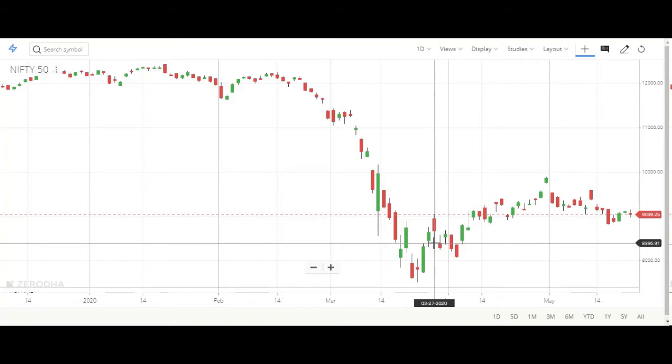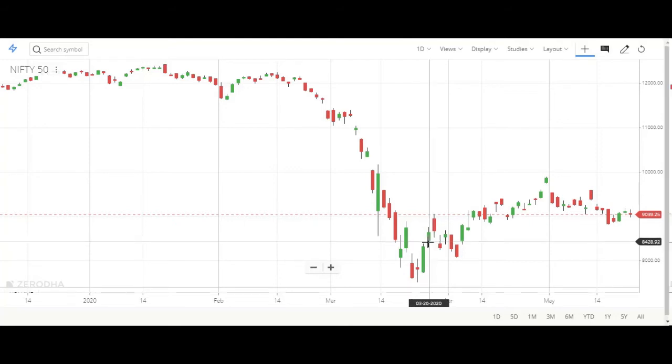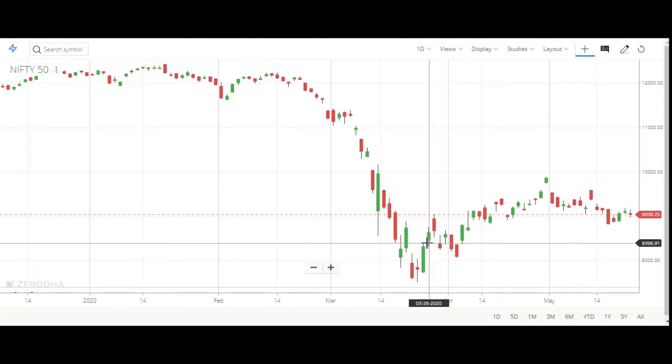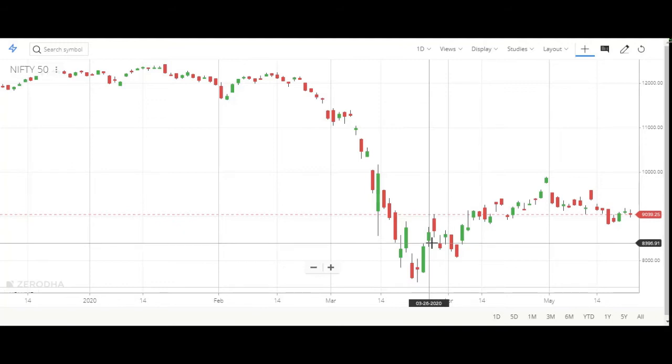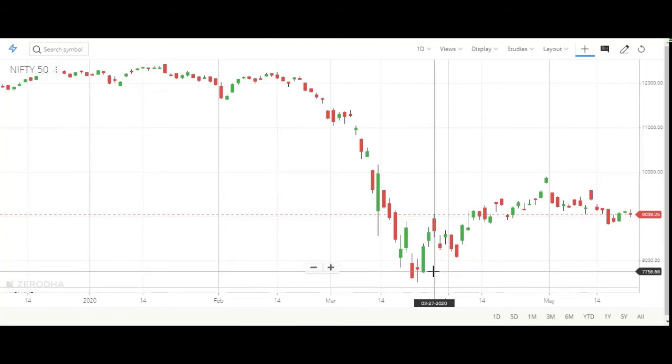So you can go for the long position the next day, above the high or the close of the previous day's bullish Marubozu candle. Here the high was 8396, and you can go long above this level. The very good thing about the candlestick pattern is that it always comes with a stop loss and defined risk.